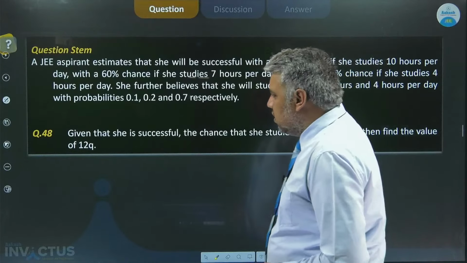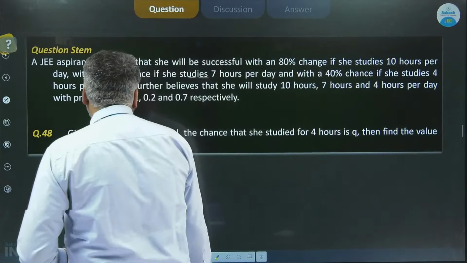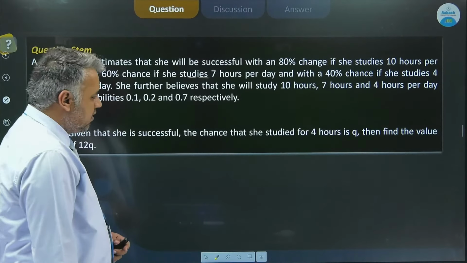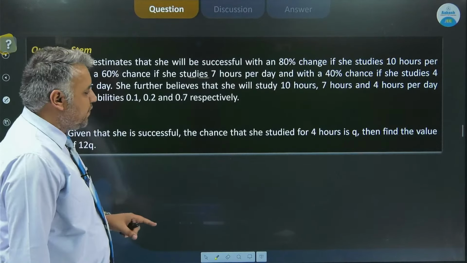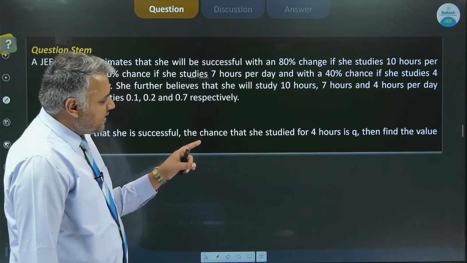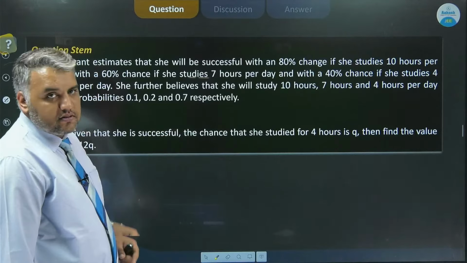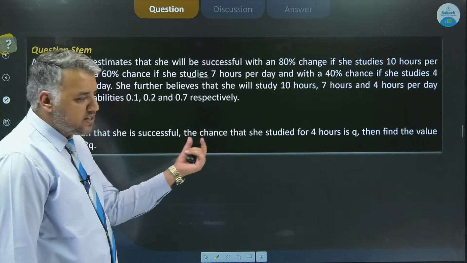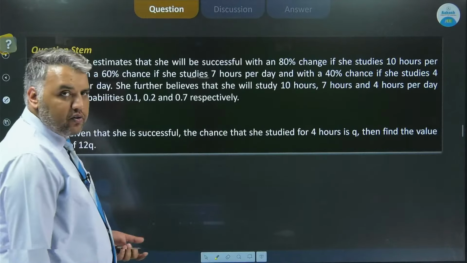In the next question, in the same data, given that she is successful, what are the chances that she studied for 4 hours? We have to calculate this. The probability is given as Q. Then we have to comment on 12Q.